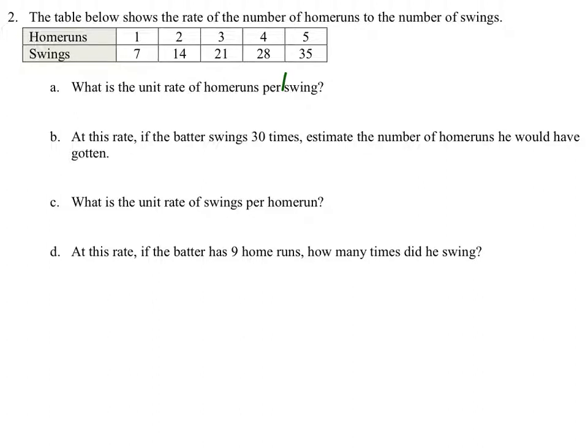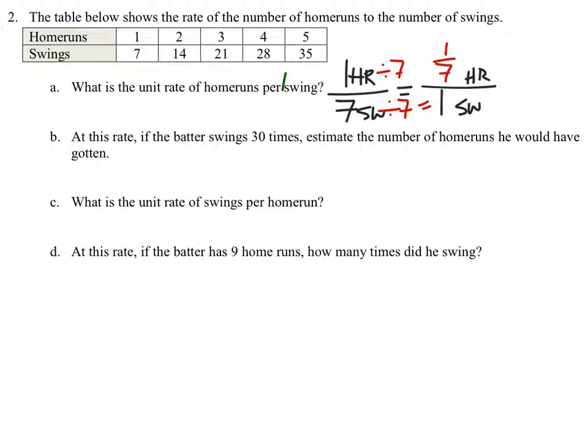And right up here, we got 1 home run for 7 swings. I mean, I could guess, but what we want to figure out is how many home runs for 1 swing. So we would take the 7 and divide it by 7 to get the 1, and the 1 divided by 7 as well, which would give us 1/7. So that's that answer, and it gives us the other unit rate, by the way.